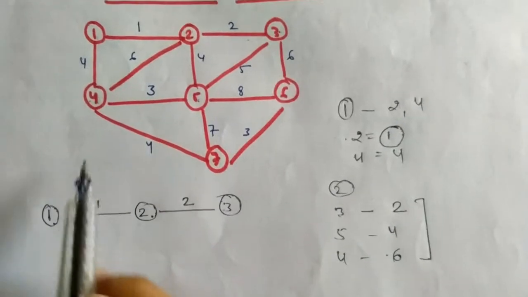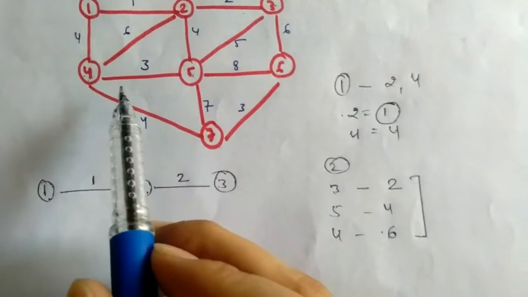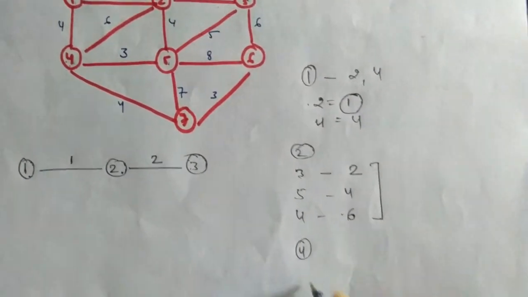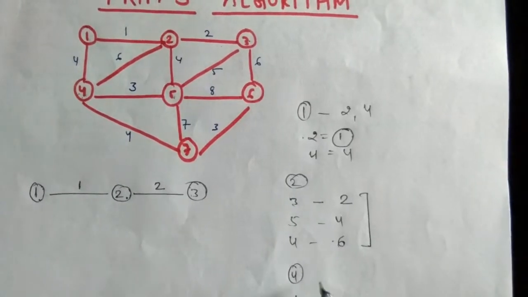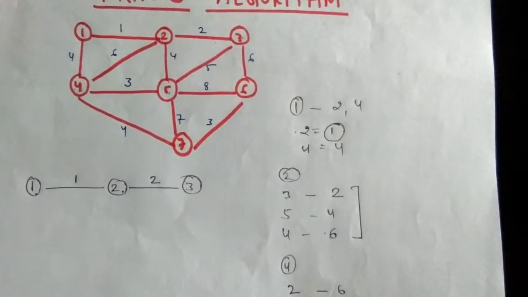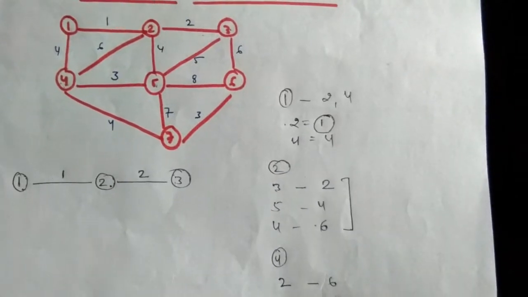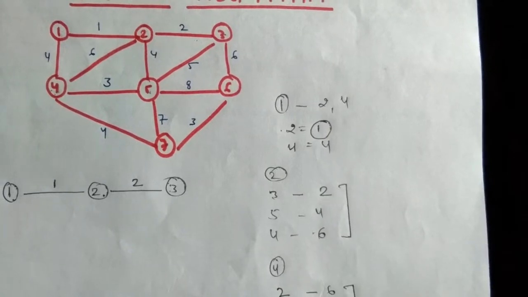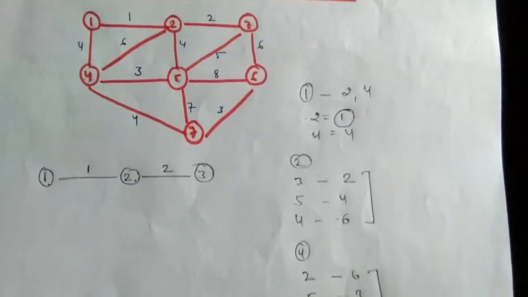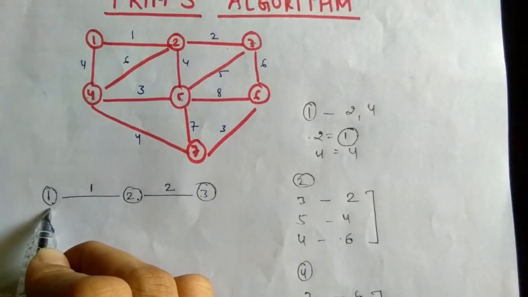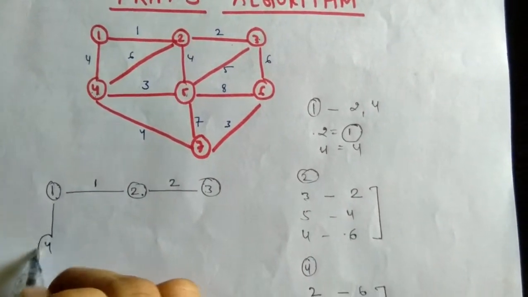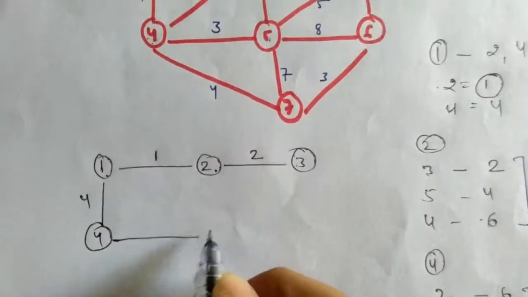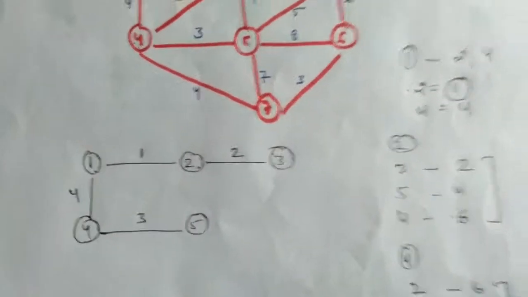Now we will move to the vertex 4, and we will see the lowest weight edge going from the 4. From the 4 there are 3 routes: to the 2 that weighs 6, to the 5 that weighs 3, and to the 7 that weighs 4. So we will select the minimum out of these 3, and that is the 3. So that is the route to the 5. First we will go from 1 to 4, that is the weight 4. Then we will move from 4 to 5, that has the weight 3.